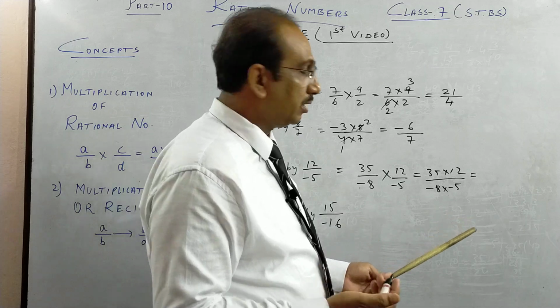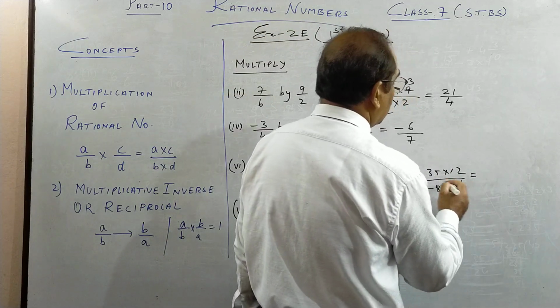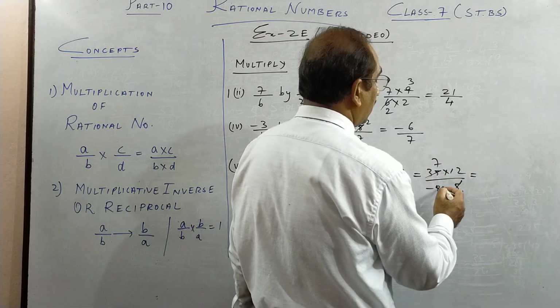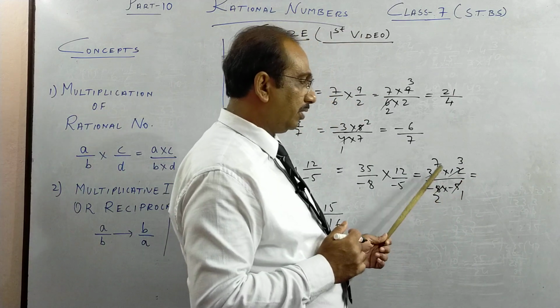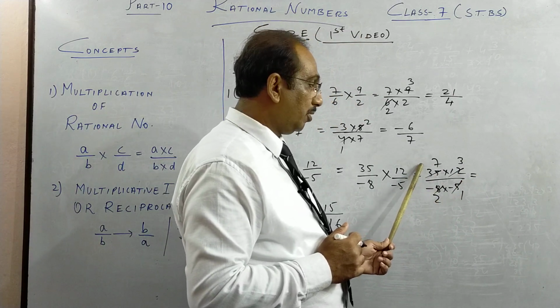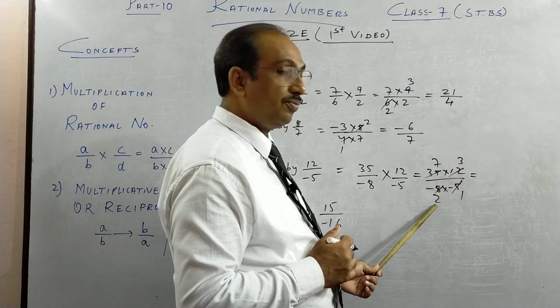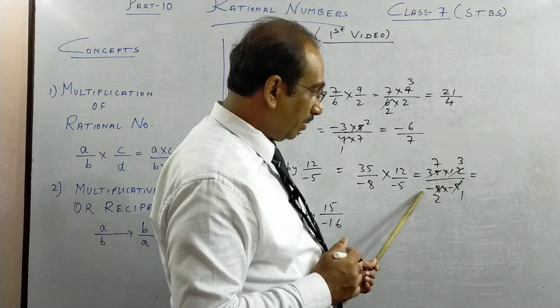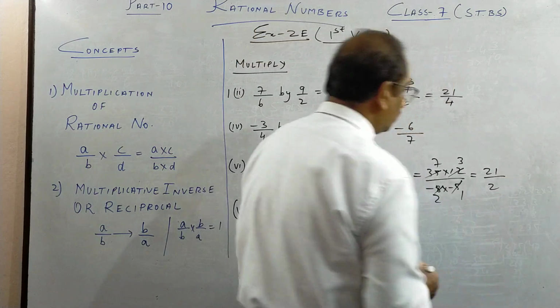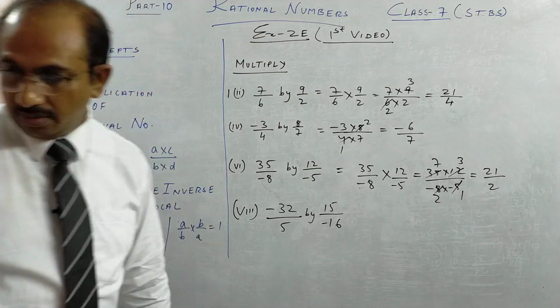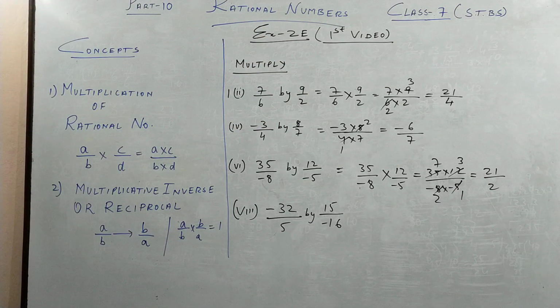The product of two negative numbers is positive. Here 5 1's are 5, 7 5's are 35, 4 2's are 8, 4 3's are 12. Once more, 5 will go with 35. Multiples of 5, 8 and 12 come in the table of 4. 4 2's are 8, 4 3's are 12, minus minus becomes plus. So the answer is 21 by 2. Don't convert 21 by 2 into a mixed fraction, because as I said, this is your rational number.